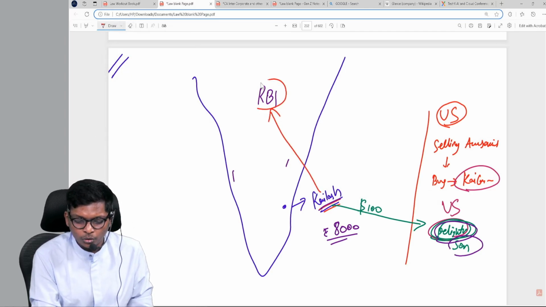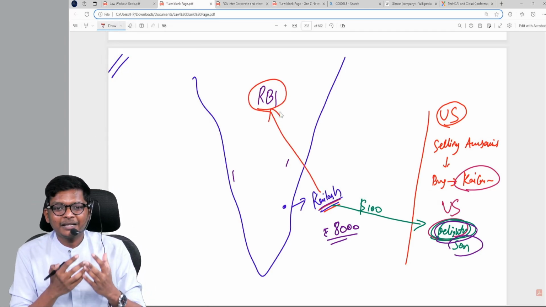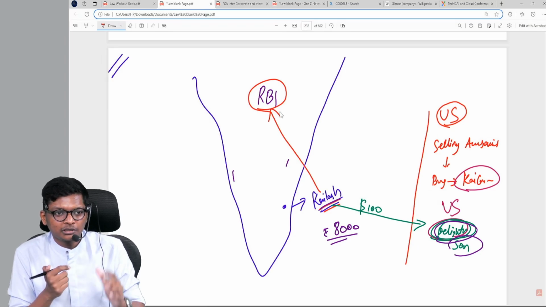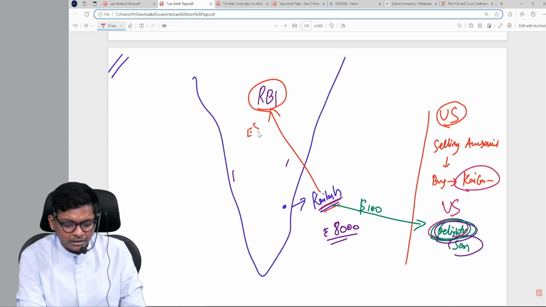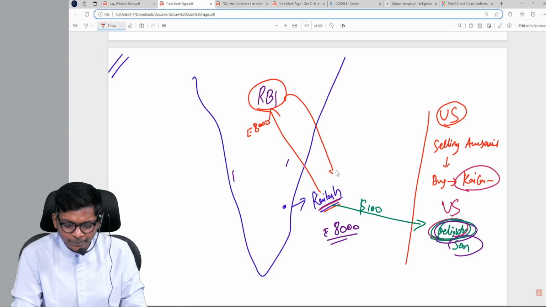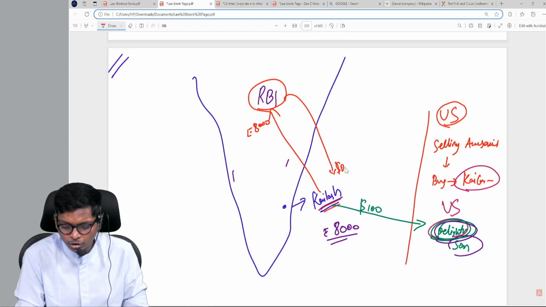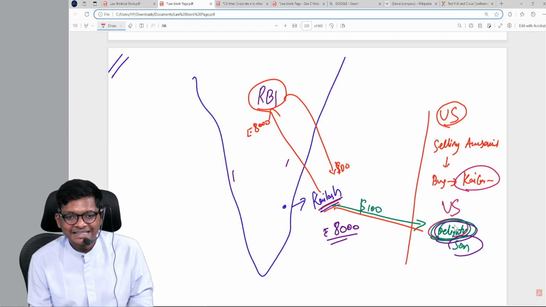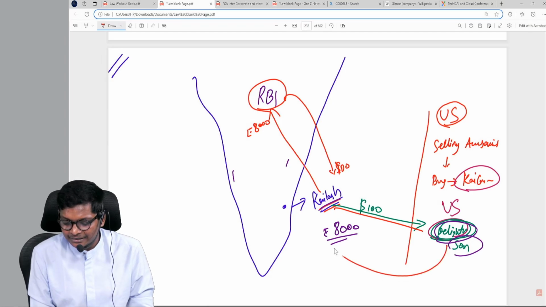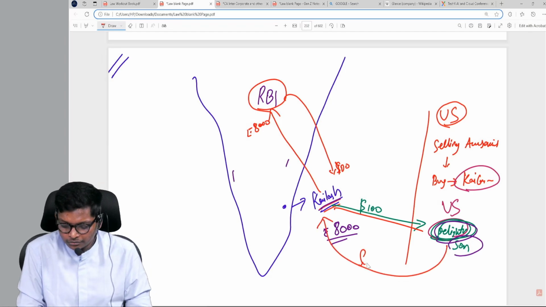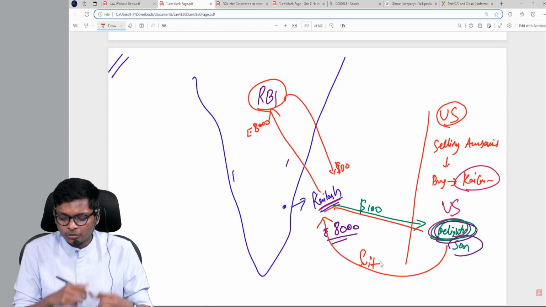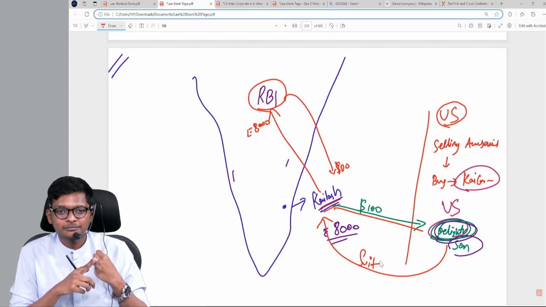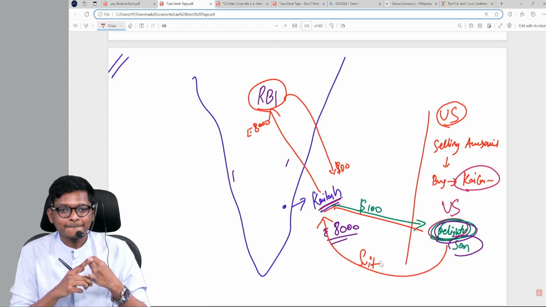So Kailash went to RBI and told, RBI, I want some dollars. He gave 8,000 rupees to RBI and RBI gave him $100. Excited, that $100 he gave to Delightson, and Delightson gave him that equipment, suit. So Delightson is happy. Kailash is very happy.